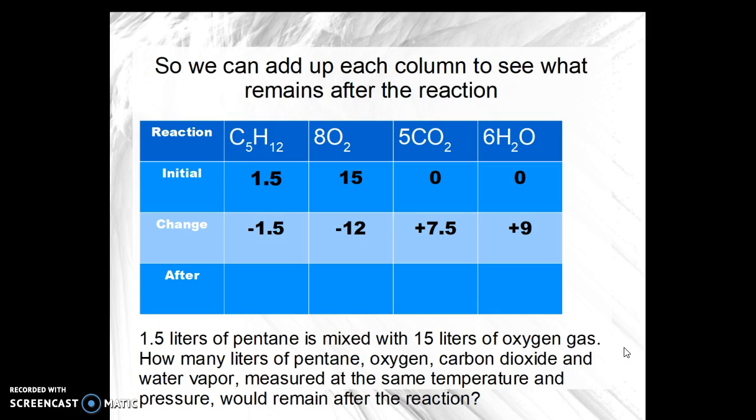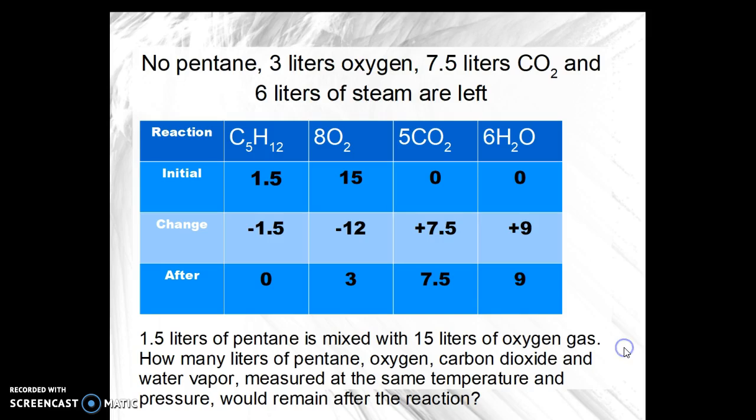So we can add up each column to see what is going to remain after the reaction. Now there's no pentane left because we used it all. There'll be 3 excess liters of oxygen, and of the products we have 7.5 liters of carbon dioxide and 9 liters of steam. If, of course, the temperature and pressure changed, we could take these numbers of product and we could put them through the ideal gas equation to see what they would be at the new temperature and pressure.